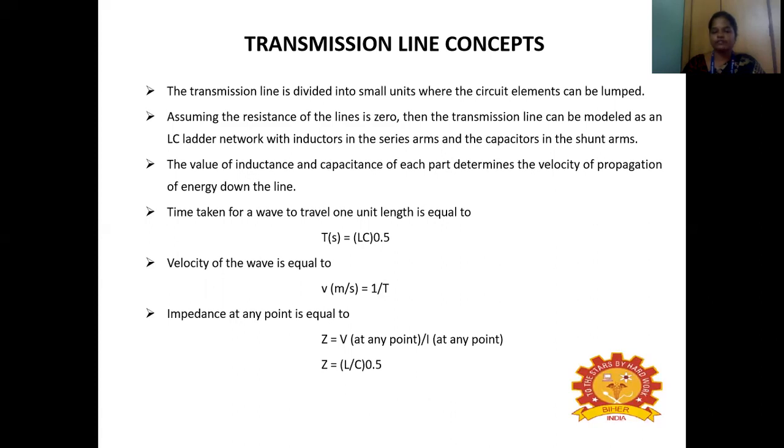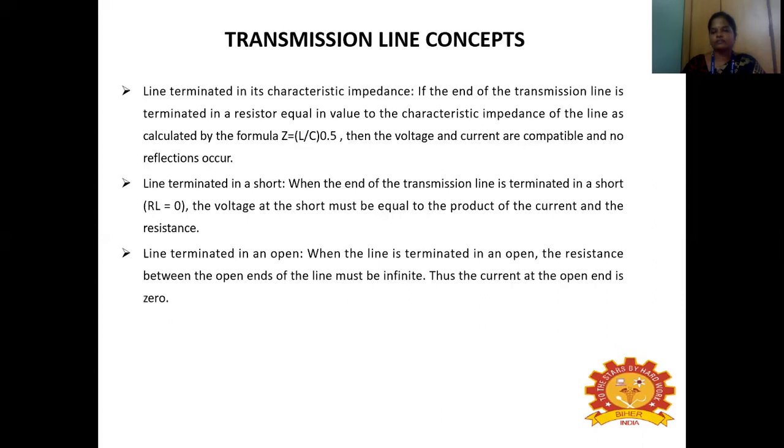The time taken for the wave to travel one unit length is T seconds, which is equal to (LC)^0.5, and the velocity of the wave is v = 1/T. Impedance at any point is Z, equal to the voltage at that point divided by the current at that point. We can also write it in terms of L and C as Z = (L/C)^0.5.